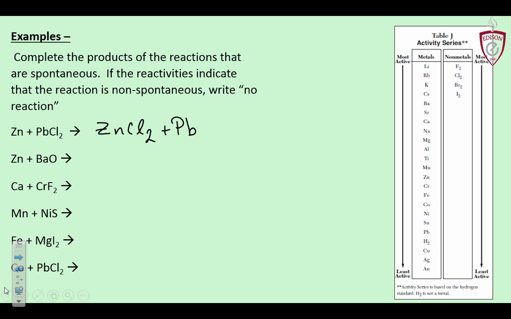So Ca, let me find my Ca. Ooh, towards the top, just below Sr, sorry. And then I'm looking for Cr, and Cr is below it. So calcium is more reactive than chromium. So which means it's going to steal its oxidation state. So switch them. So calcium forms +2, so it would be CaF2 plus Cr by itself. Done. That's what your product is. Because that is spontaneous because the Ca is higher than the Cr.